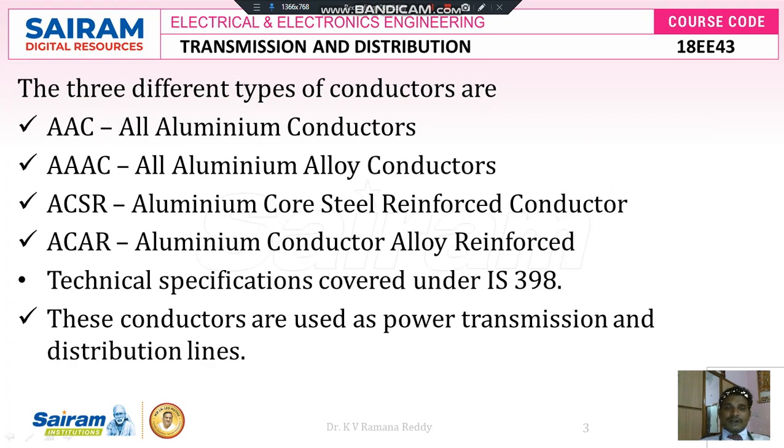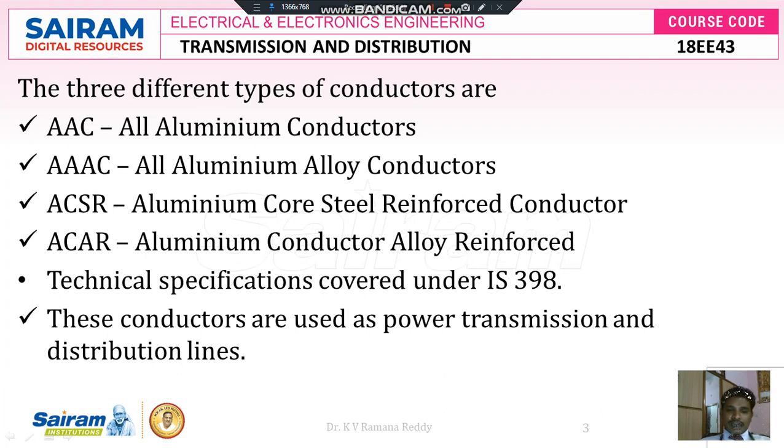Next, the three different types of conductors are: double AC, all aluminium conductors; triple AC, all aluminium alloy conductors; then ACSR, aluminium conductor steel reinforced conductors; and ACAR conductors. ACAR means aluminium conductor alloy reinforced. Then the technical specifications of these types of conductors are covered under Indian Standard 398.